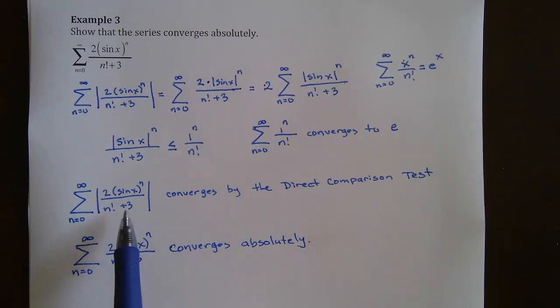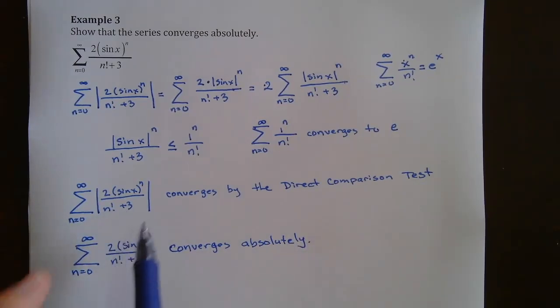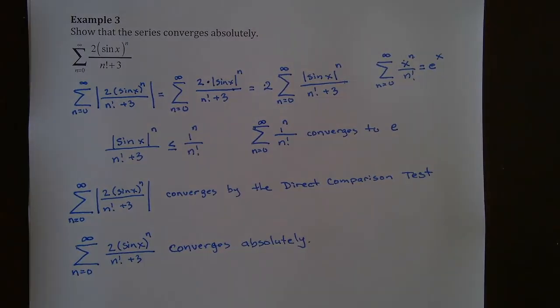Because this one converged, and we say if the absolute value series converges, then the original series converges absolutely. All right, and that's example number 3.